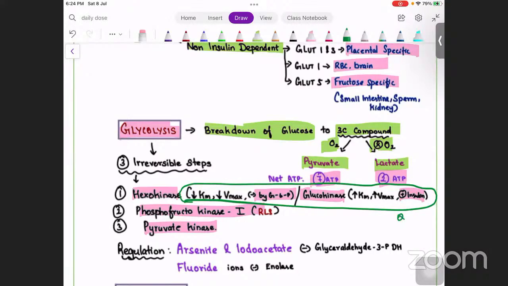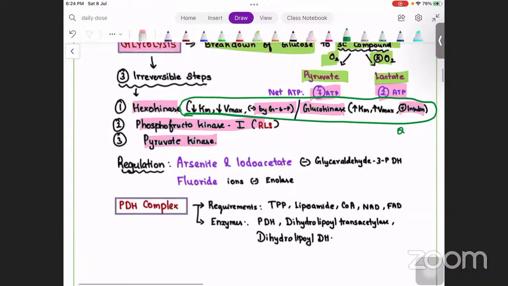Okay, so what are the 3 irreversible steps? Hexokinase or glucokinase, phosphofructokinase 1, and pyruvate kinase. So what is the regulation of glycolysis? Arsenate and iodoacetate inhibit glyceraldehyde 3-phosphate dehydrogenase, while fluoride ion inhibits enolase. Then you have the PDH complex.